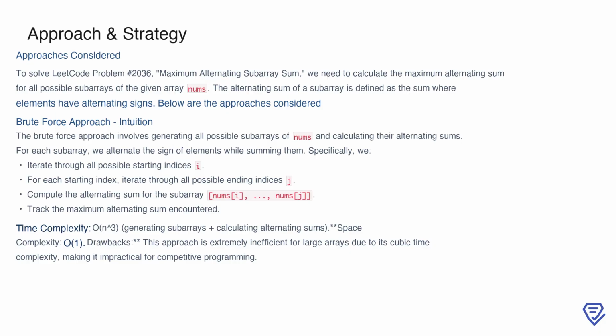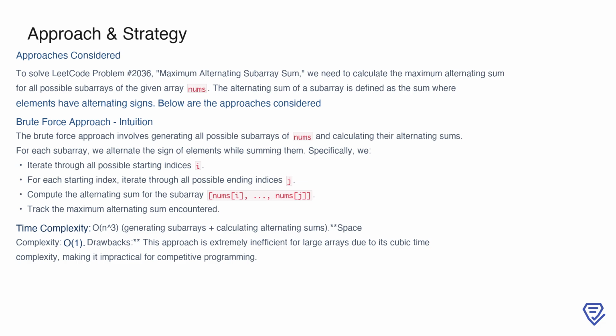While this method is straightforward and ensures we consider all subarrays, it has notable drawbacks. The time complexity is O(n cubed), because we are generating all subarrays and calculating their alternating sums individually. This makes the approach inefficient for large arrays, as the computation becomes unmanageable. Additionally, the space complexity is O(1), which is efficient, but the excessive time complexity renders this method impractical for competitive programming scenarios.